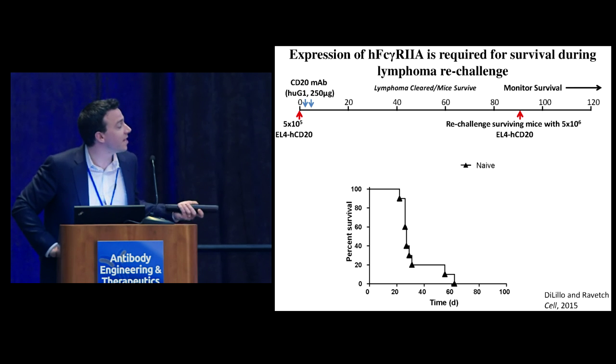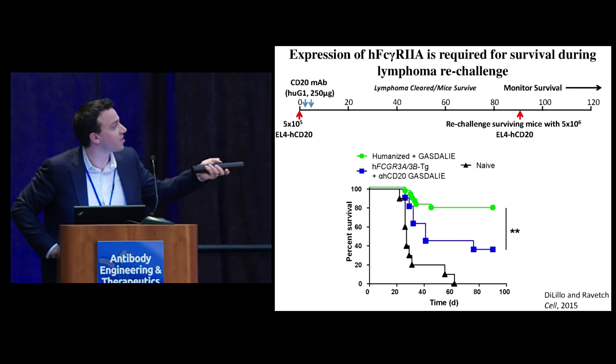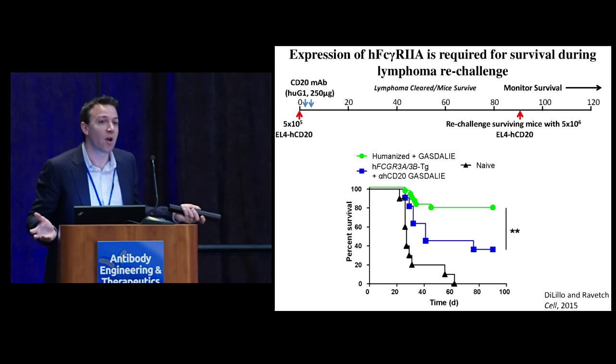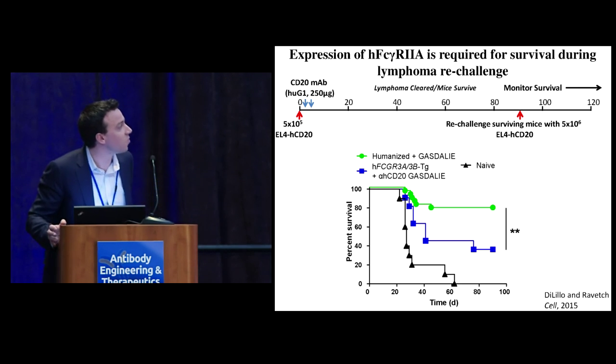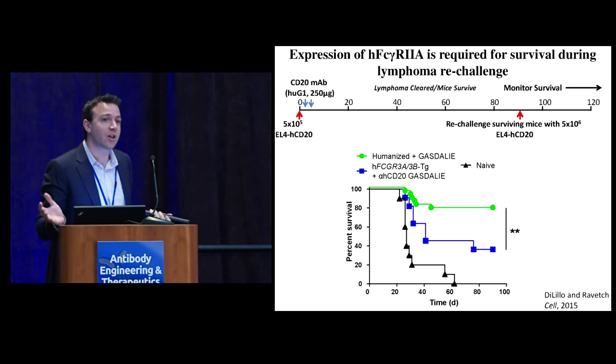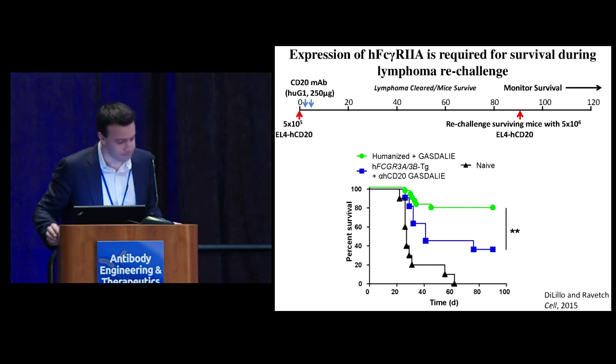We repeated this in the context of a genetically modified system, and what you see again is if you give the GASDALIE mutant to fully humanized mice, you get a very good vaccinal effect, but if you do this experiment in mice that just express FcγR-3A and 3B and therefore no FcγR-2A, you actually get a significantly impaired vaccinal effect there as well, further confirming that FcγR-2A expression is required for the vaccinal effect in vivo.